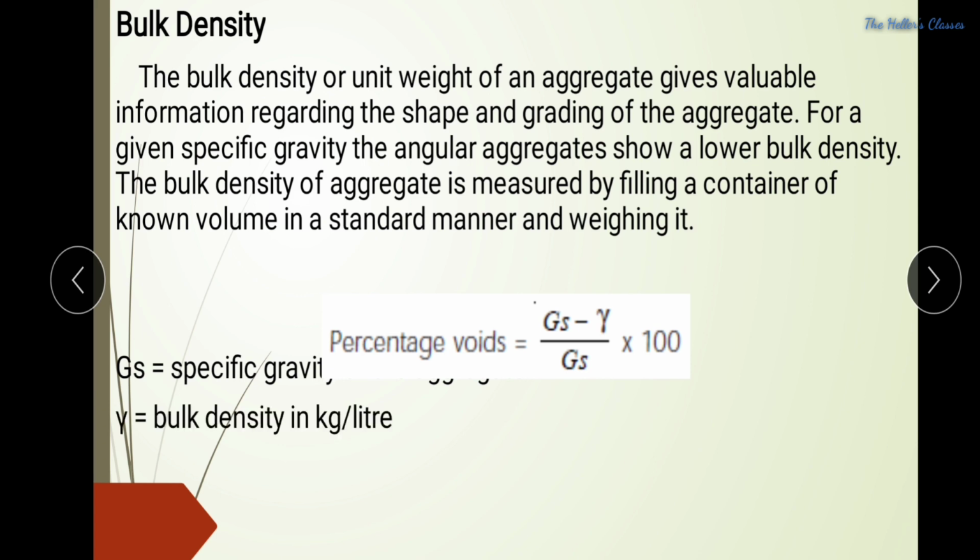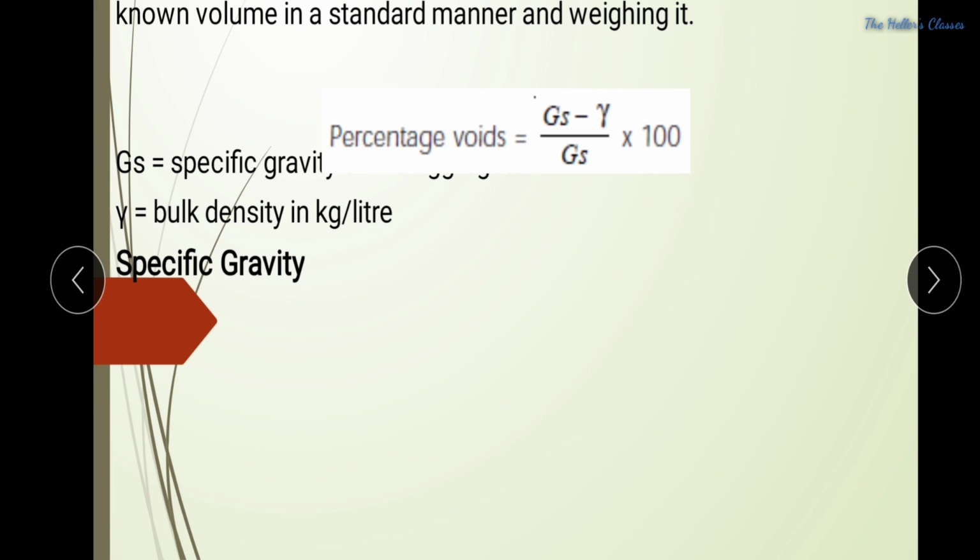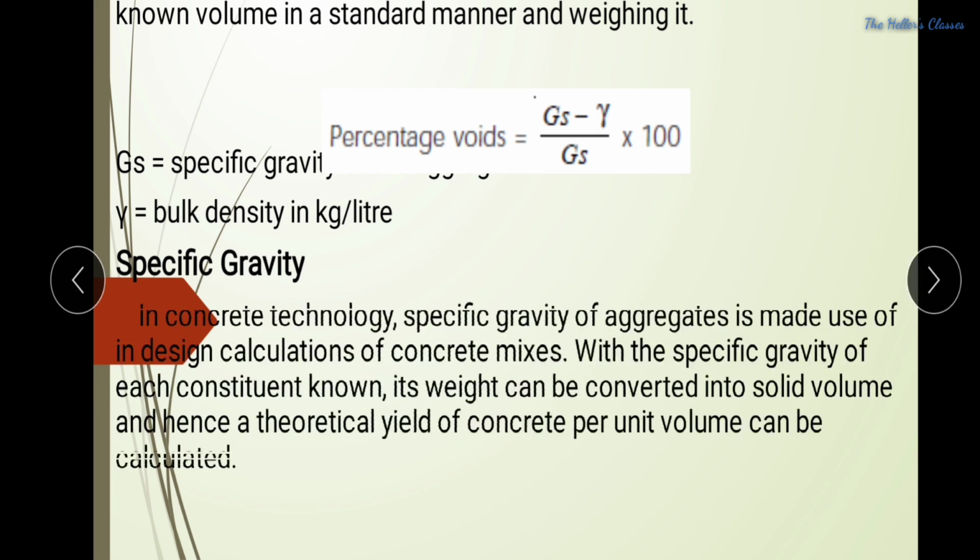The specific gravity of aggregates will be calculated in the laboratory, so we can easily get the bulk density as well as specific gravity and everything. So next one is the specific gravity. In concrete technology, specific gravity of the aggregates is used in design calculations, especially for concrete mixes. Whenever we want to design a concrete, definitely we need a basic idea about the specific gravity of aggregates, then only we can design it.